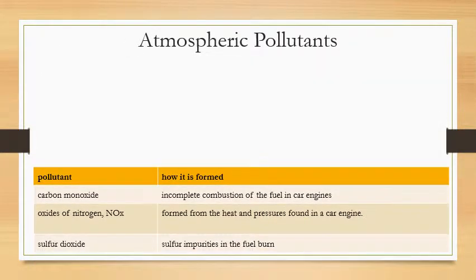So in terms of the atmospheric pollutants associated with combustion, you have carbon dioxide, of course, greenhouse effect, carbon monoxide due to the incomplete combustion of fuel in car engines, NOx, NO2 and NO3. When we have that, we just use X, where X is either 2 or 3. And sulfur dioxide, the NOx coming from the reaction of nitrogen and oxygen inside car engines, and sulfur impurities that burn in fuel. So carbon monoxide is poisonous.